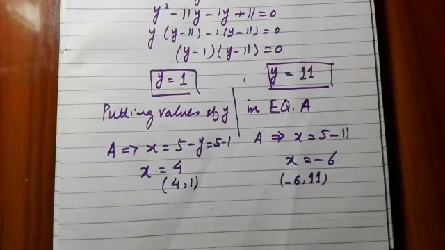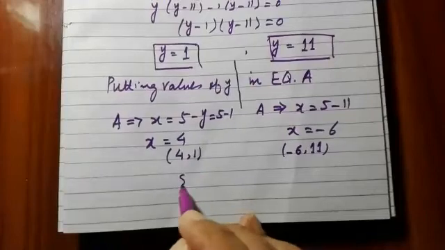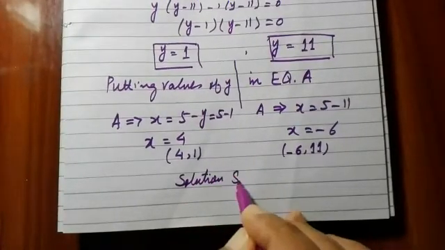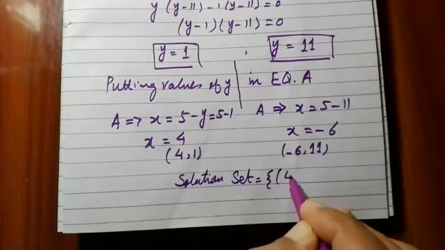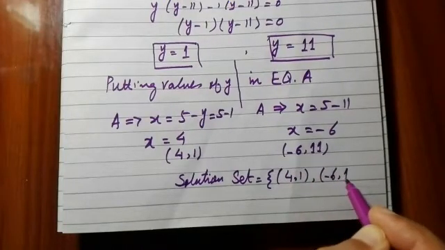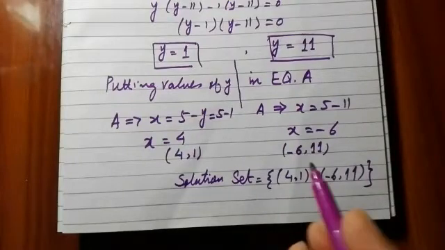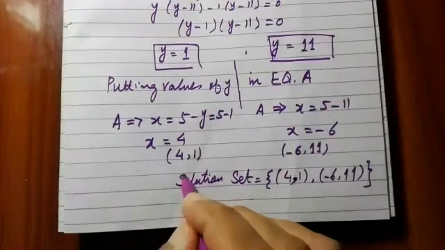These two solutions can be checked as well, but first let me finish and then I will let you know how you can check it. You will write the solution set in such a way that you place these two ordered pairs, (4, 1) and (-6, 11), like this, and this will generate the answer. These two solution sets are there. This is how you will find it.